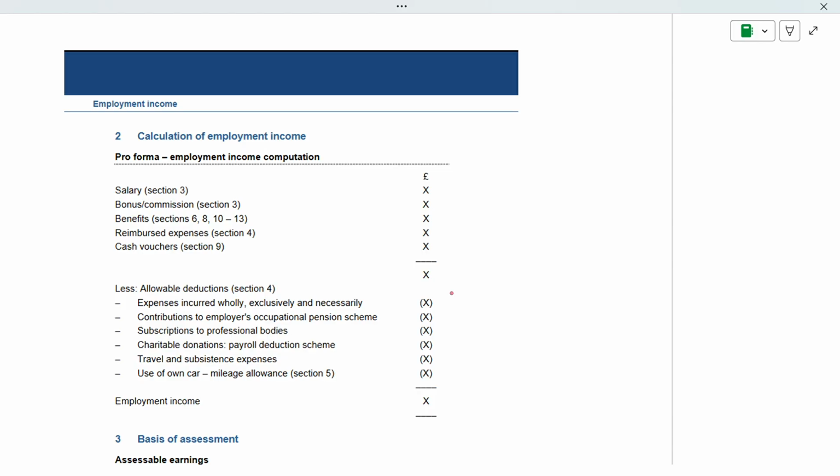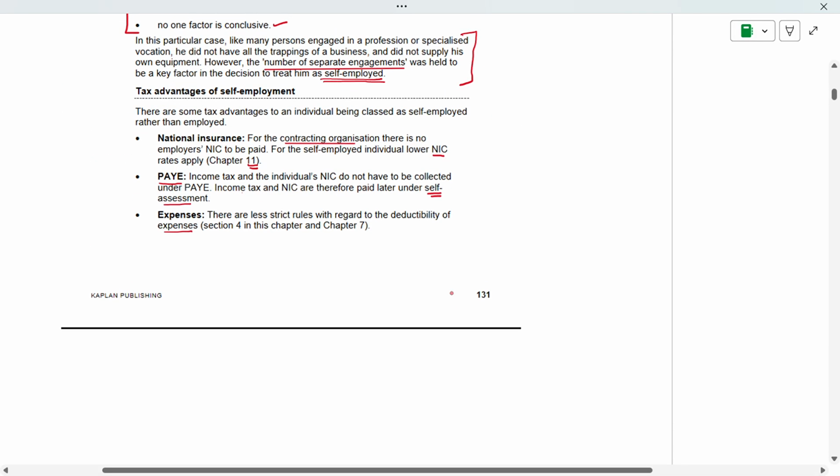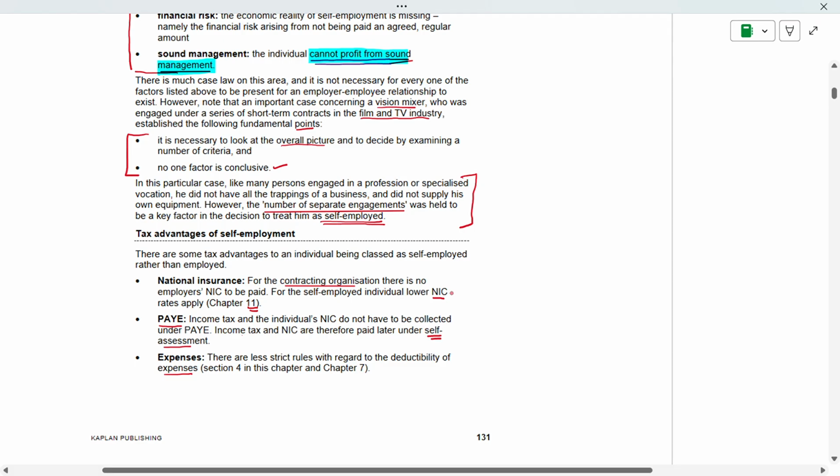Fine. What is the format? Are you clear about this? Yes, sir.